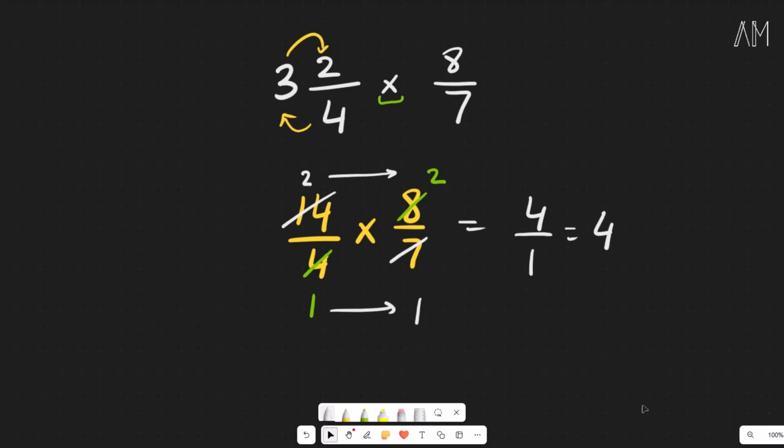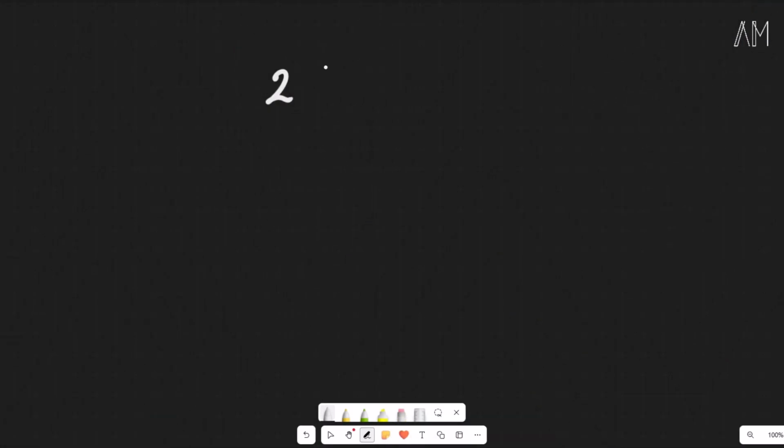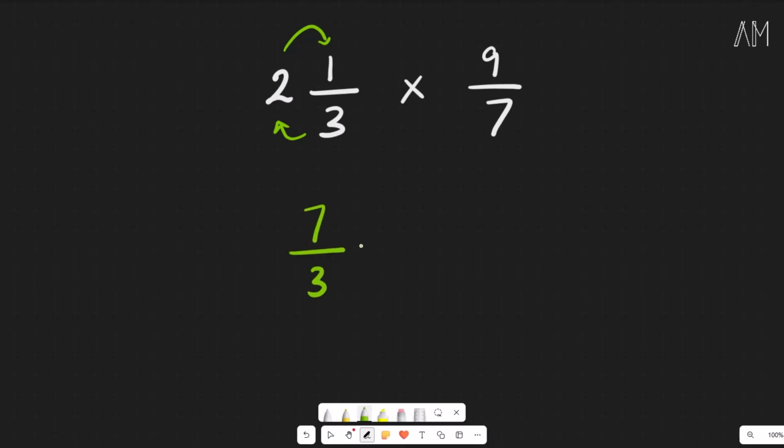Let's take one final example. 2 and 1 over 3 multiplied by 9 over 7. Let's get started. So here again, I need to make this an improper fraction. So 3 times 2 is 6 plus 1 is 7. So 7 over 3 multiplied by 9 over 7.